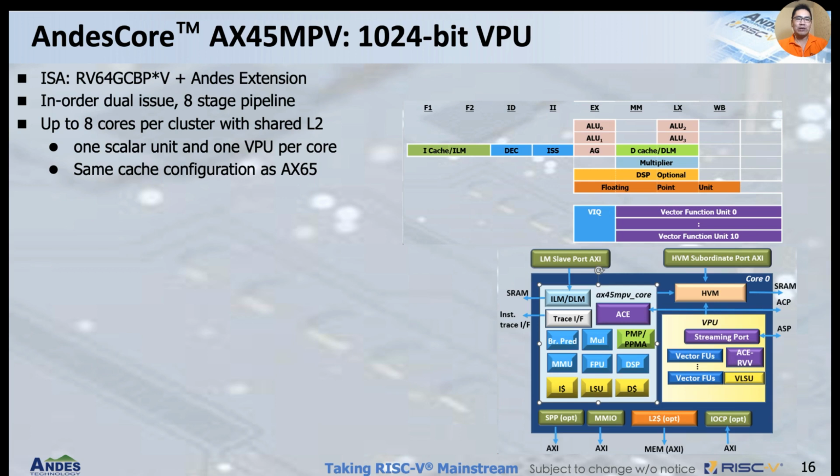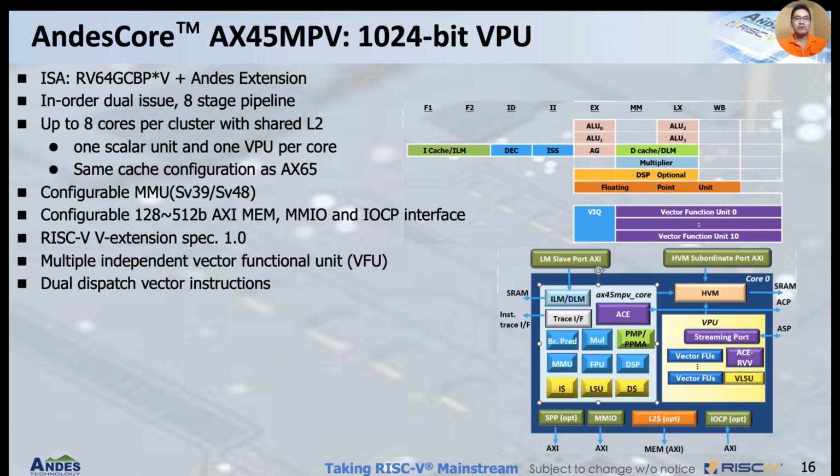It shares the same cache configuration as the X65. It can support SV39 or SV48 MMU. On the bus interface, it can support a 128 up to 512-bit AXI memory interface, a memory mapped I/O interface, and an I/O coherent port interface. It supports the RISC-V RVV spec 1.0.